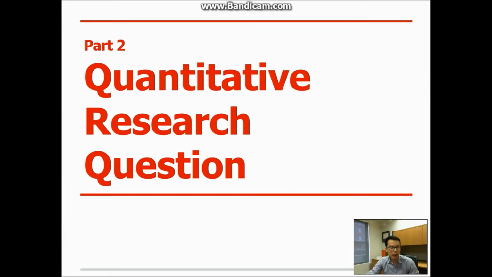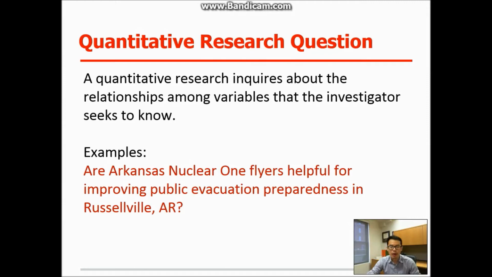So before we give you the definition of those variables, I would like to show you an example of quantitative research question. So here is an example. Are Arkansas Nuclear One flyers helpful for improving public evacuation preparedness in Russellville, Arkansas? So Arkansas Nuclear One flyers, I think most of you know that if you move into a new house or if you come to this area from somewhere else, you will receive those flyers in your mailbox, or you can find it in a post office or a bank.